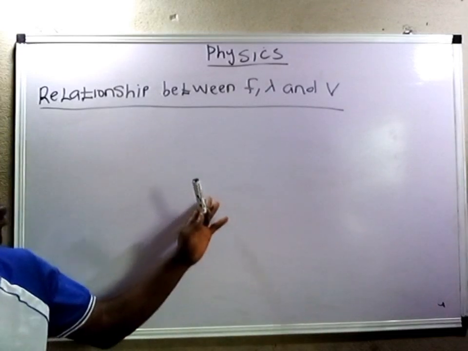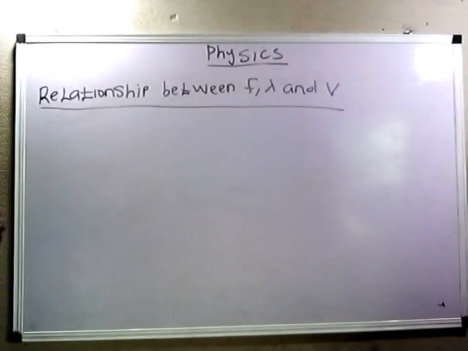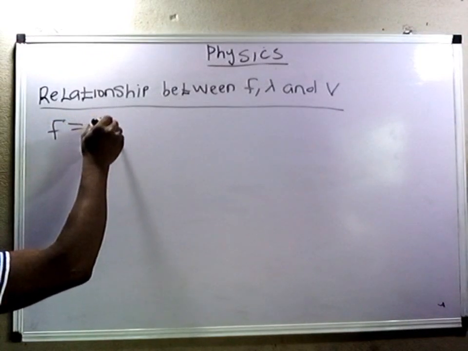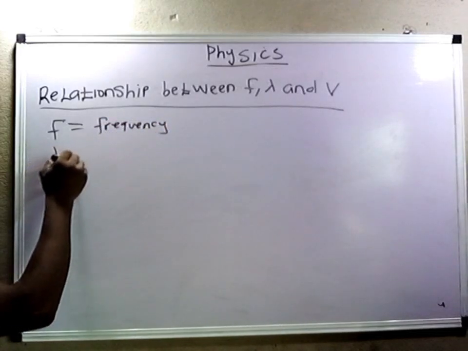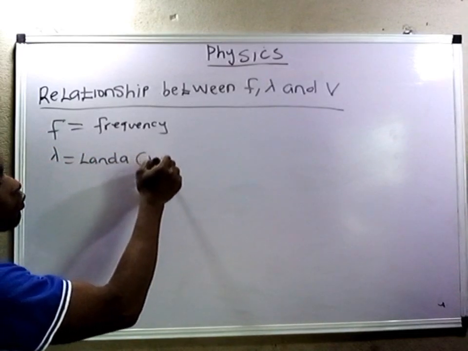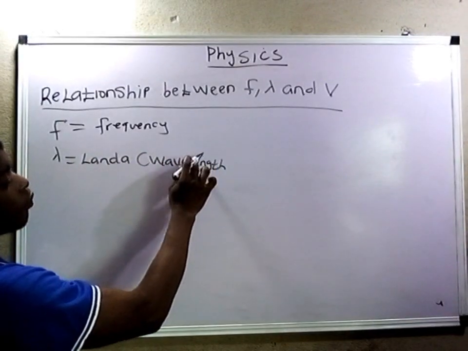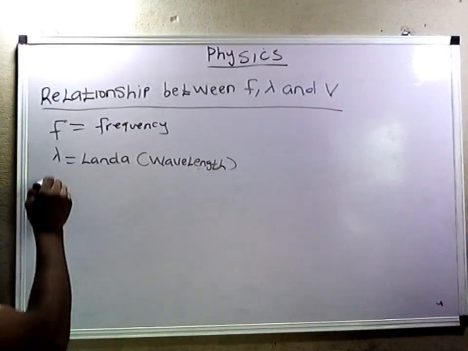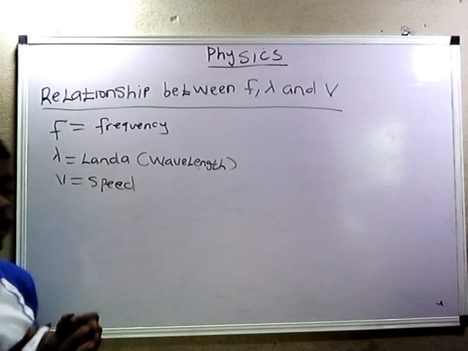So back to what we have on the board: relationship between frequency, lambda, and velocity. Looking at it, we have F, which is called your frequency. We have lambda, in brackets wavelength. And for the next one, we have V, which is called your speed. Okay, let me show you the relationship.